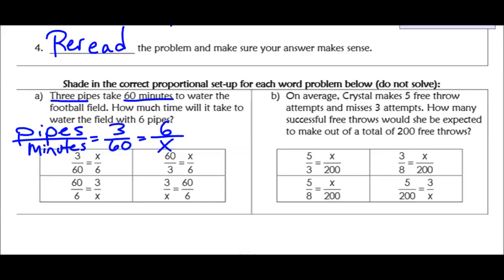Okay? Now you're looking at these options, and none of them actually look the same. The first one's closed. It has 3 over 60, but then it has x over 6. That other side is flipped around. And that's a really important point about proportions. We don't need to think about it as pipes over minutes. It could also be minutes over pipes. It's the exact same comparison.